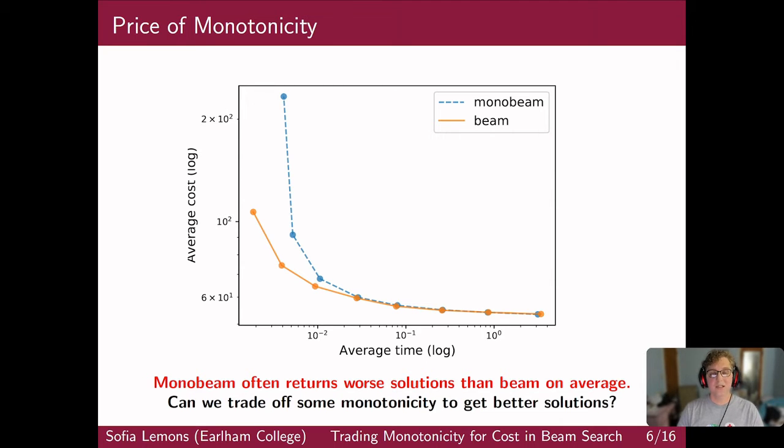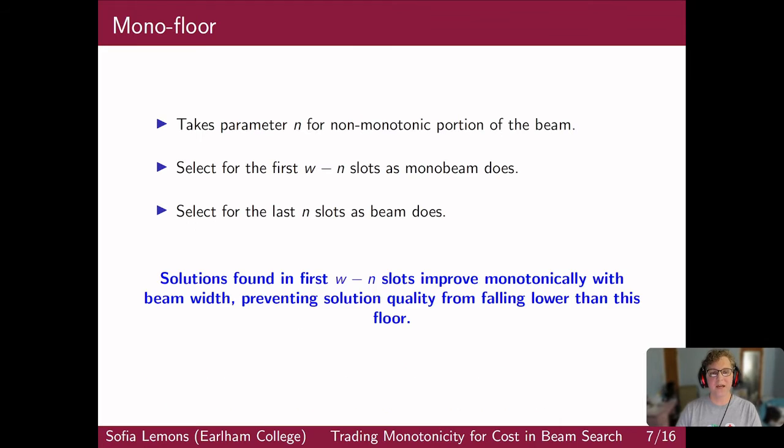It provides this guarantee of monotonic improvement from the solutions that it is previously or would have previously found at smaller beam widths, but it pays a price for this in terms of average solution quality. And the question we address is, can we trade off some of this monotonicity to get better solutions from beam-style algorithms? The first algorithm that we present to address this is monofloor.